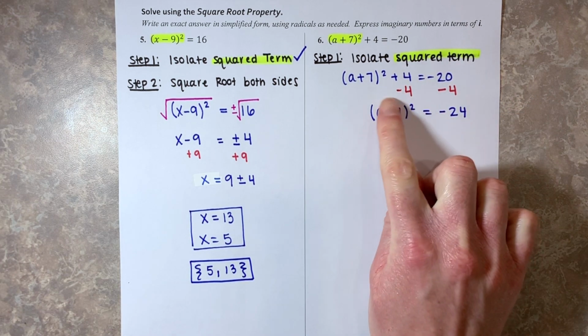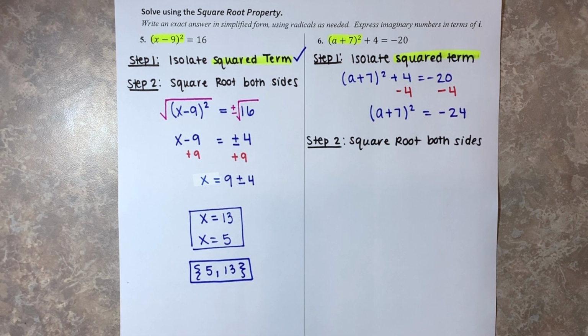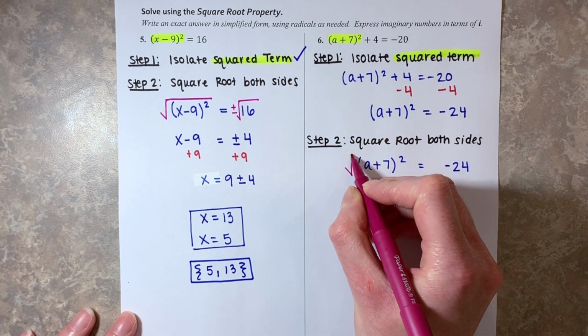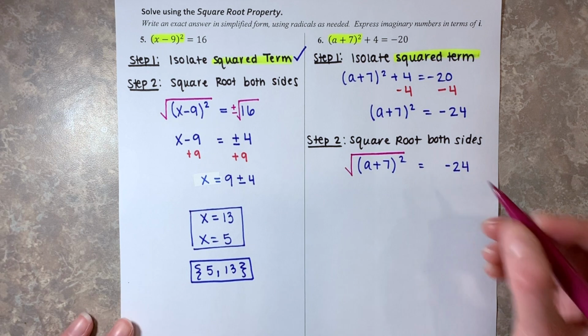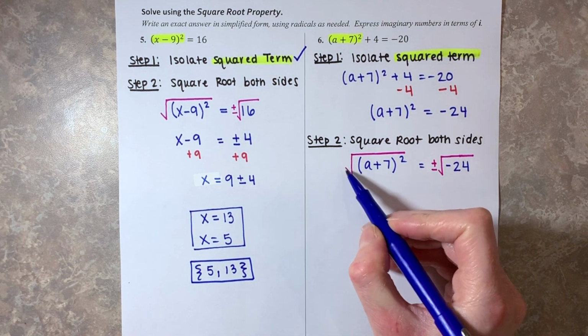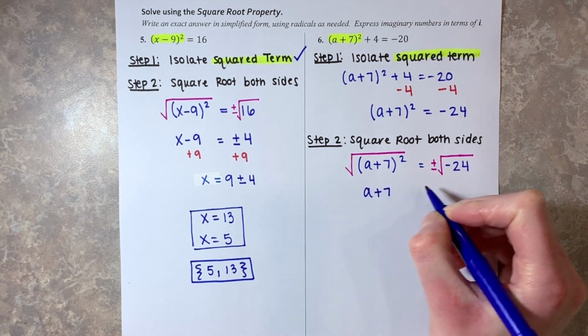On this side of the equation, there's nothing outside of the squared quantity. Step 2, let's take the square root of both sides. I'm going to start by copying down exactly where we left off. Let's take the square root of the left, and then we'll take the square root of the right side, making sure to add the plus or minus. Now, the square root cancels the square, so we're just left with a plus 7.